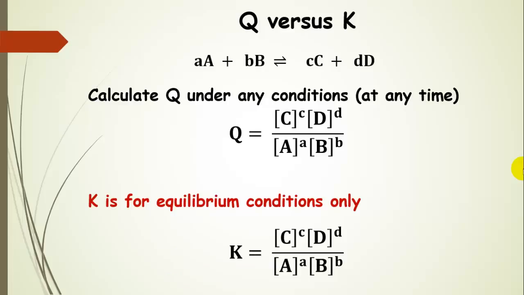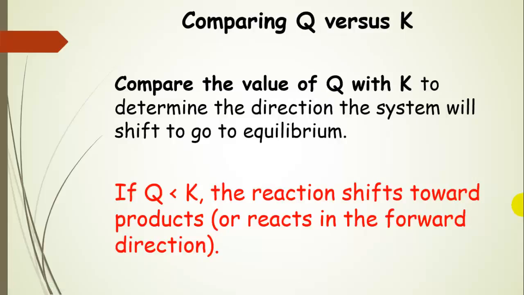So this is just a summary of that idea. We can calculate Q anytime we want, and we're going to compare that value to the value for K, which is under equilibrium conditions only. So how do we compare those two values? We're going to compare the value for Q that we calculate at some time with the value of the equilibrium constant. And then we can use that information to figure out which way the system will shift, or the reaction will shift to go to equilibrium if it's not there already.